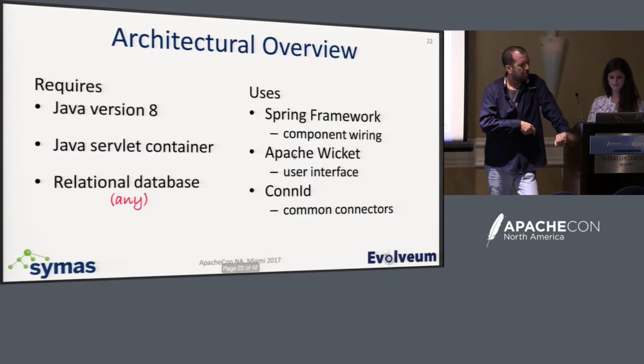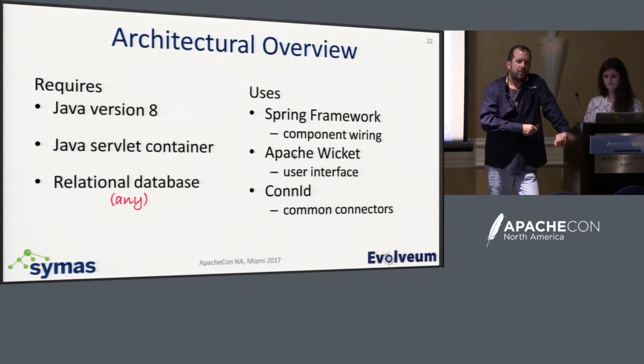It's a Java application. It uses Java version 8. It runs inside of a servlet container. Any compliant servlet container will do. It uses a relational database. It comes with an embedded database, but in production, you'll want to have a relational database to store the master copy of users and policies that it's controlling. As far as the way it works, it uses Spring Framework. It's built on top of a bunch of well-known Java best practices. It uses Apache Wicket, which is a well thought of UI framework, for its UI component, and it uses a framework called ConId for its connectors.